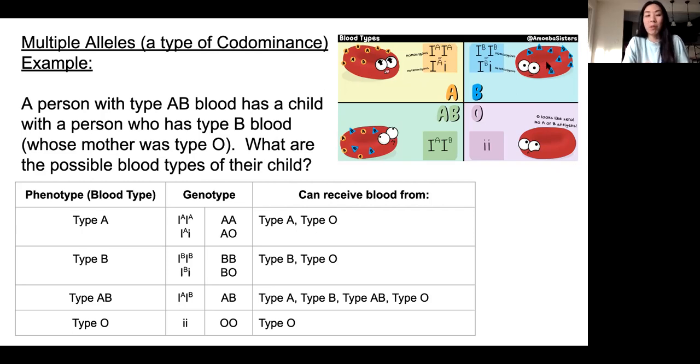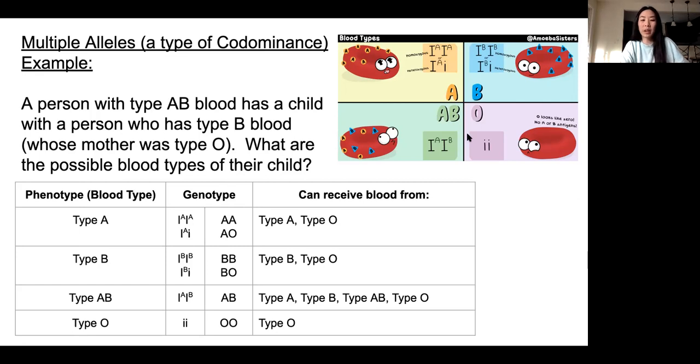Same idea for type B blood. They want to receive blood from another person who is type B, or they can get blood from type O. Someone who has type AB blood is lucky because since they have both types of antigens, they can get blood from anyone. Their body won't reject it. This is very basic. And unfortunately, someone who has type O blood doesn't have any of these antigens, so they can only receive blood from someone else who is type O. The antigens represent our different alleles. So for blood types, the different alleles are A, B, and O.